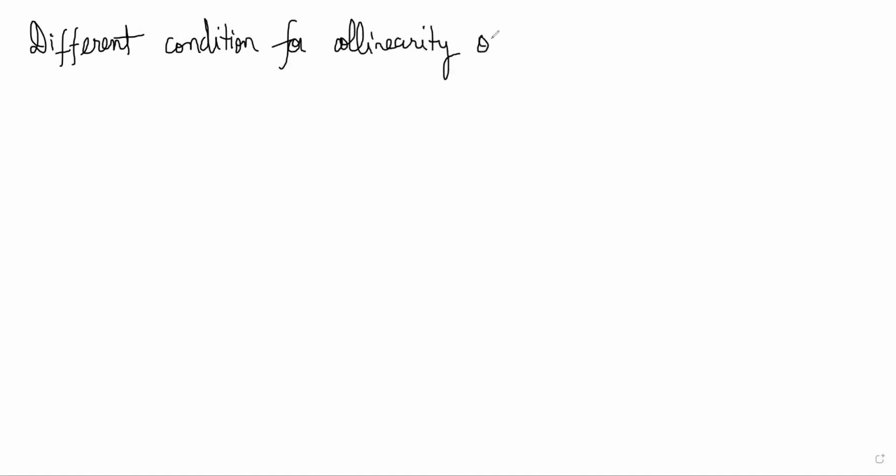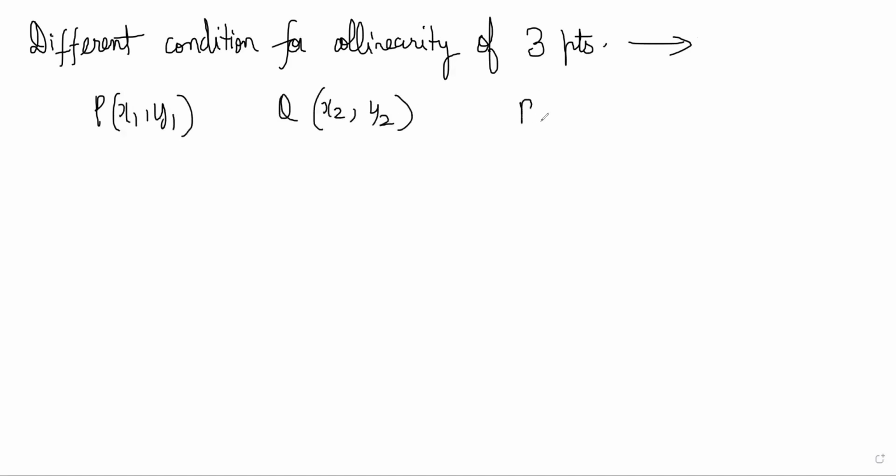From there, we also get another different condition for collinearity of 3 points. So let's say you have 3 points x1, y1, x2, y2, and x3, y3. And we want to say that three points are collinear. Then what we can say is that area of triangle PQR must be 0.